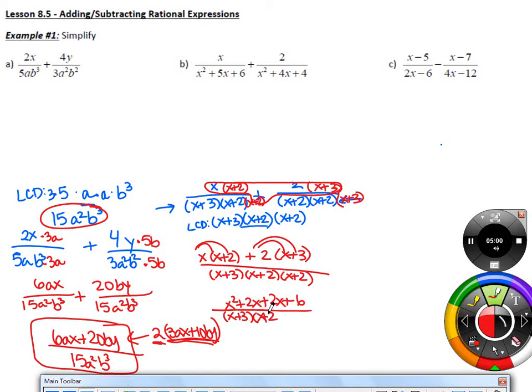And then in the numerator, I can combine like terms. So right here gives me this. So I have x squared plus 4x plus 6. Again, still all over the common denominator.